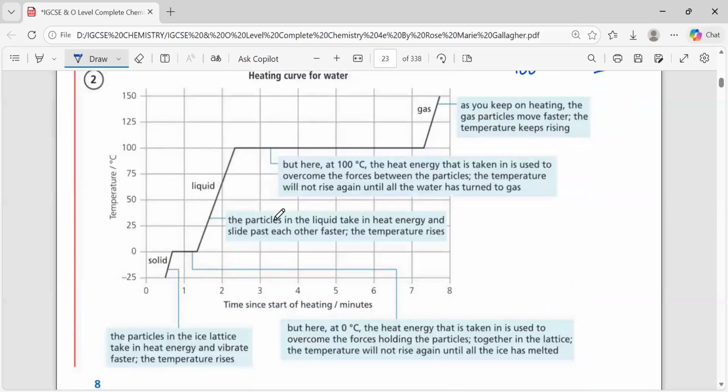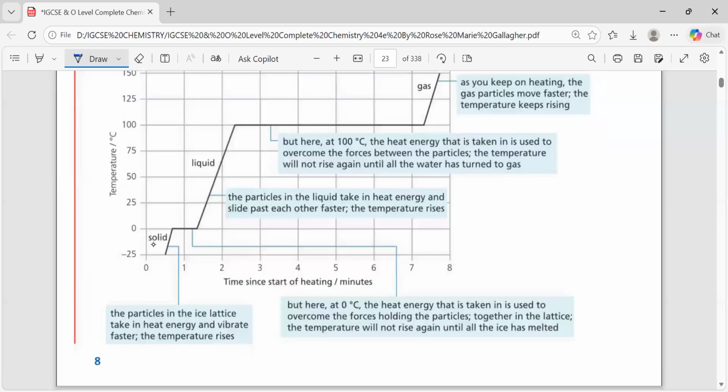Like if you see this, the first one, if I highlight this, what they have mentioned: you know what happens when you take ice from the refrigerator and place it in the room. What will happen initially? The particles in the ice will take heat from the room environment, from the external environment. And when the ice absorbs heat, what will happen? The vibrations will increase. Initially ice is solid, right?